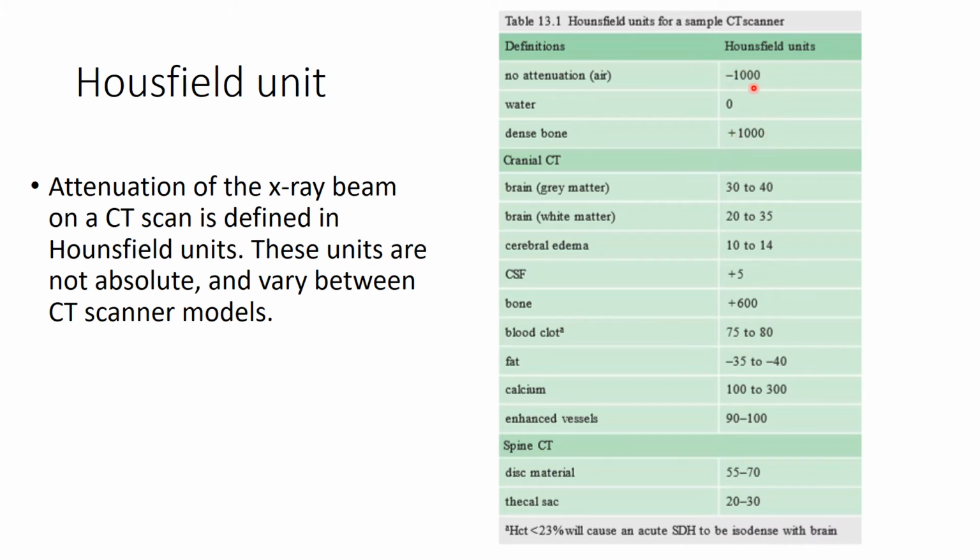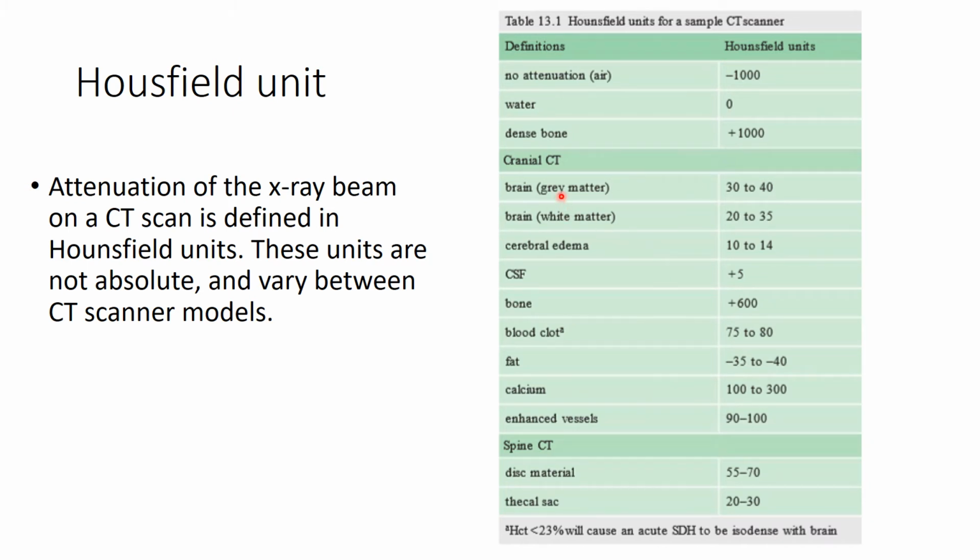The air will appear dark, black. Okay, and the Hounsfield unit of air is minus 1000, and the Hounsfield unit of water is 0. Okay, now in the CT scan, let's go here.